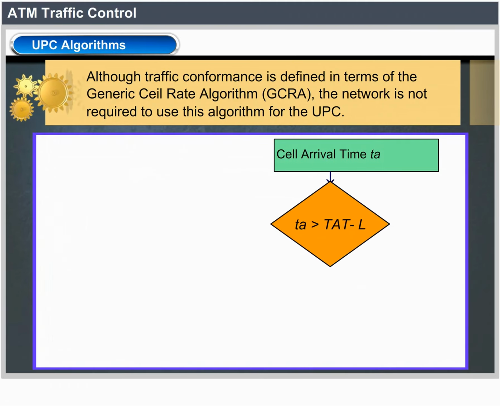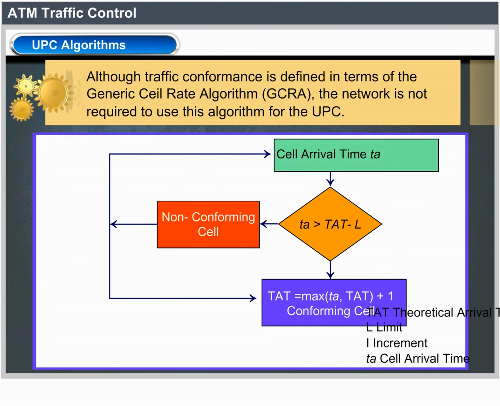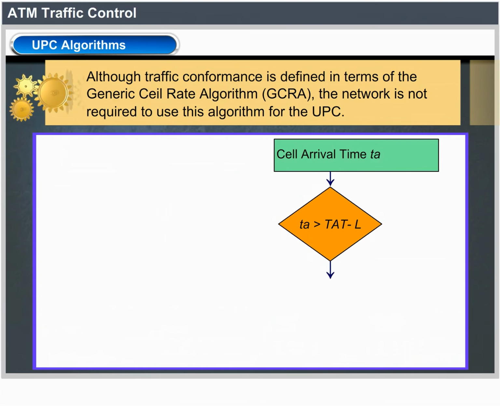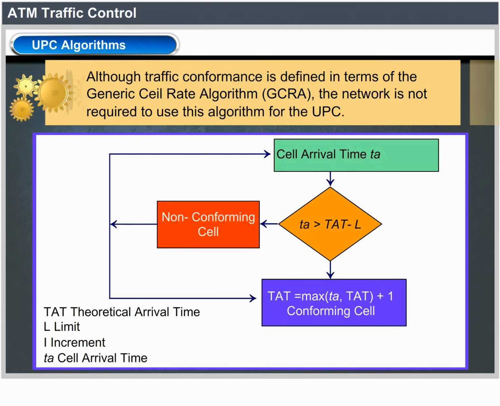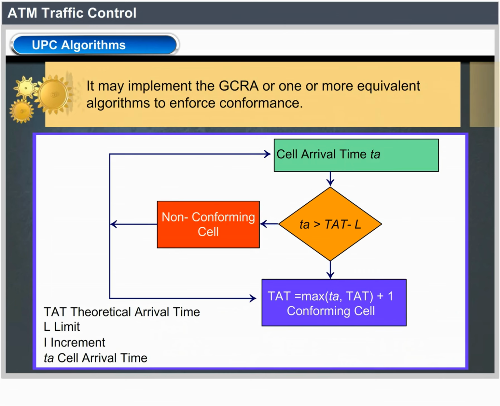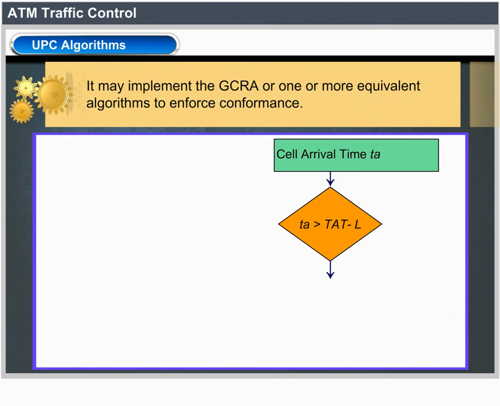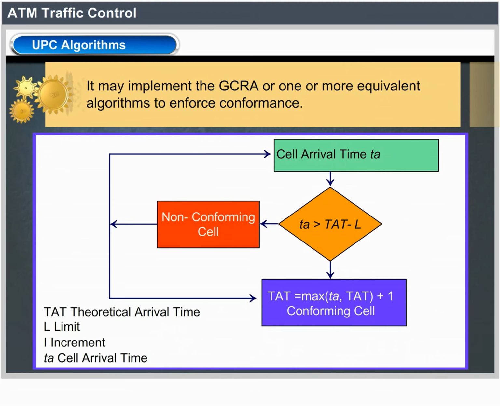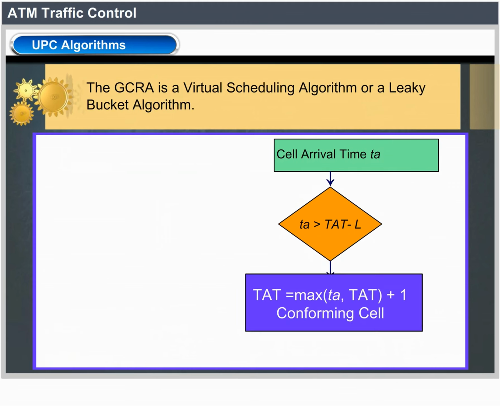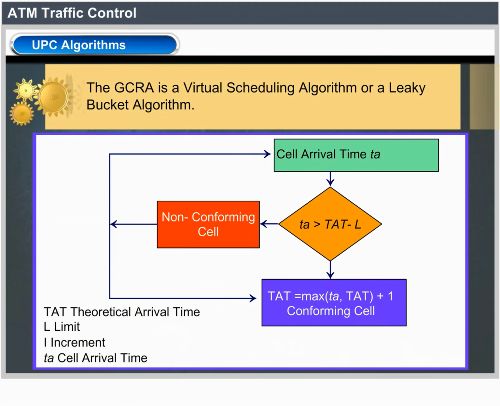Although traffic conformance is defined in terms of the generic cell rate algorithm, GCRA, the network is not required to use this algorithm for the UPC. It may implement the GCRA or one or more equivalent algorithms to enforce conformance. The GCRA is a virtual scheduling algorithm or a leaky bucket algorithm.